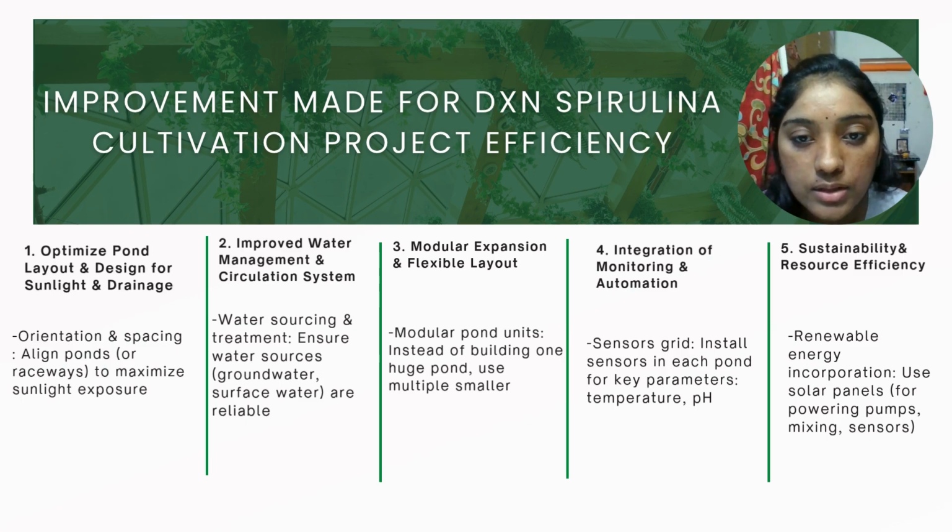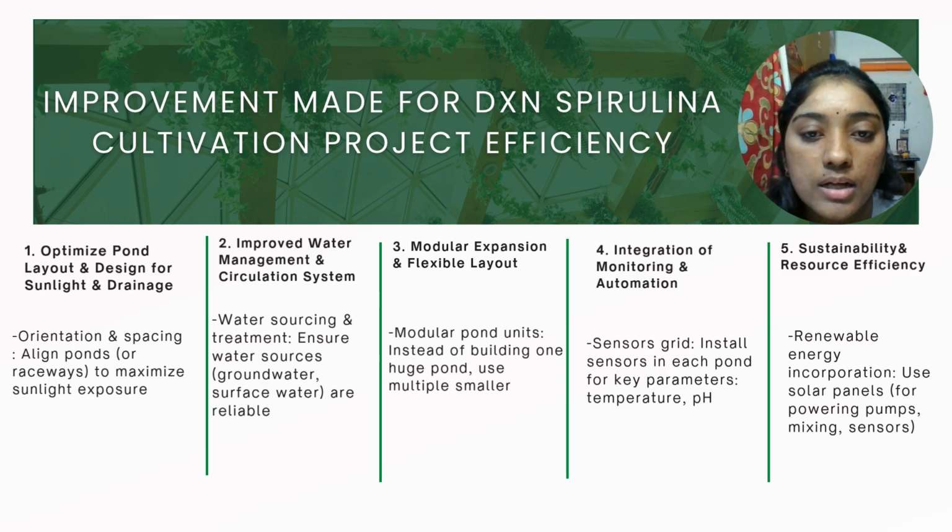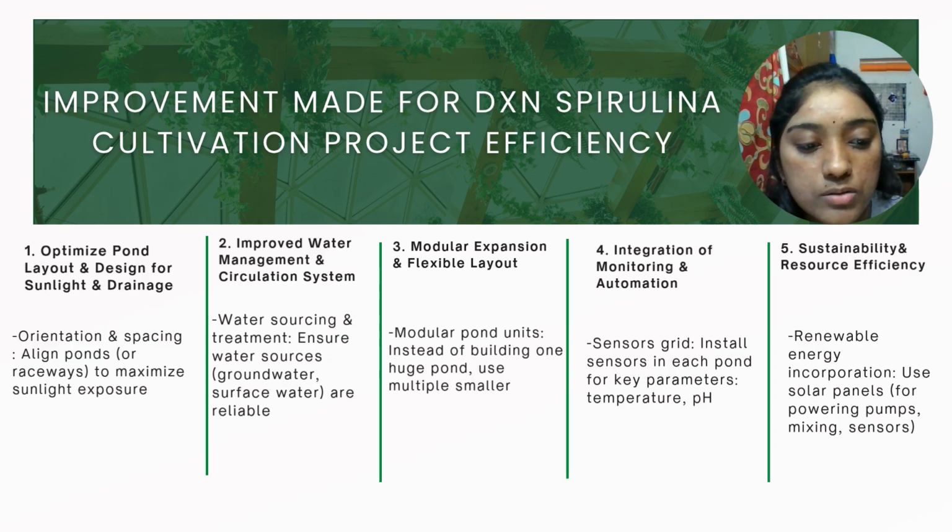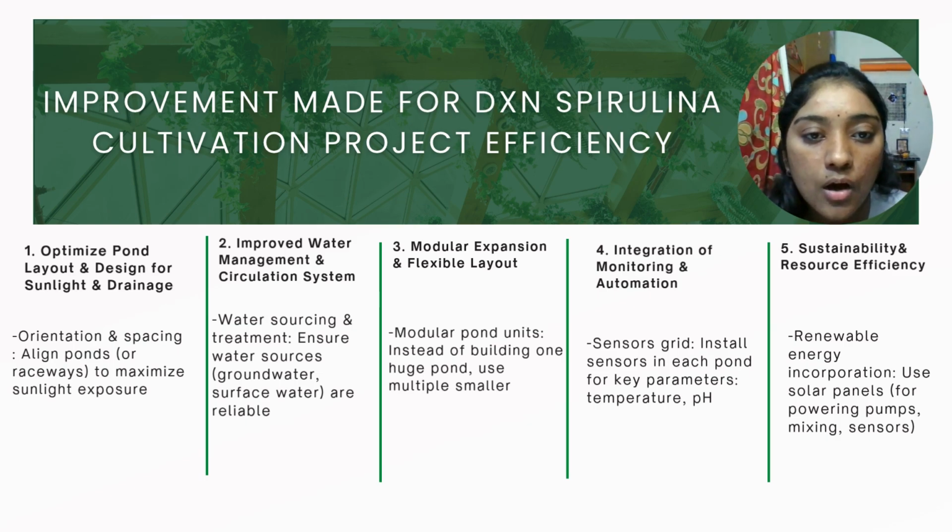So this one is water sourcing and treatment. This is to ensure water sources, groundwater and surface water, are reliable. Number three, modular expansion and flexible layout. So maksud dia pengembangan modular dan susun atur fleksibel. This is modular pond units: instead of building one large pond, use multiple smaller ones. Number four, integration of monitoring and automation. Maksud dia integrasi pemantauan atau otomasi.